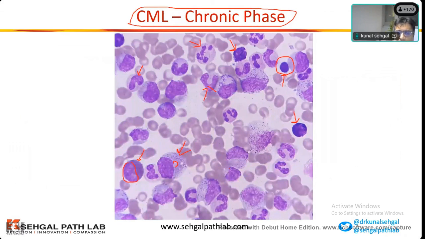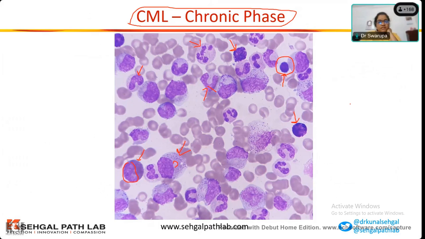So yes, I confirmed that on the smear. I saw leukocytosis with left shift, basophilia. What is the test we'll advise Dr. Shubham to confirm if it is CML? A single test which you would advise?